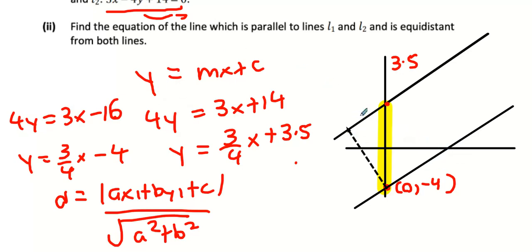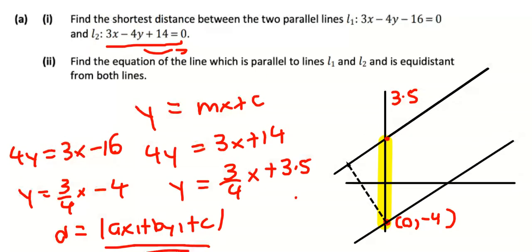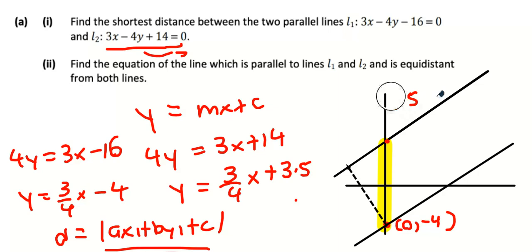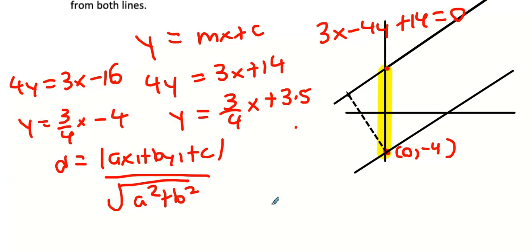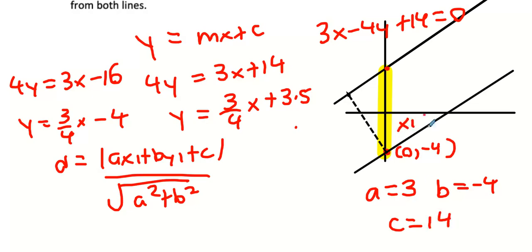So which line is this one then? The top one. What line is it? Yeah. So that's 3x minus 4y plus 14 equals 0. So we have our a, b, and c value right away then. What's our a value? A value is 3. B value? Minus 4. C value? 14. Okay. X1 and Y1 value? 0 and minus 4. You cool with that?